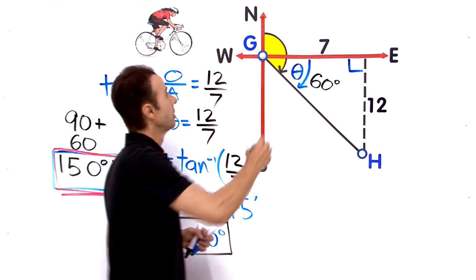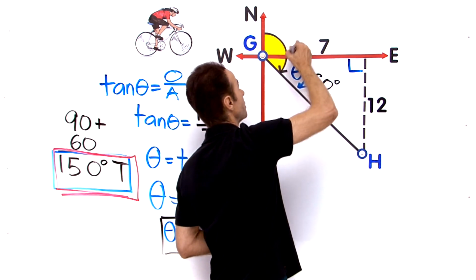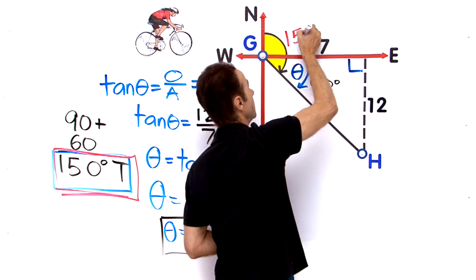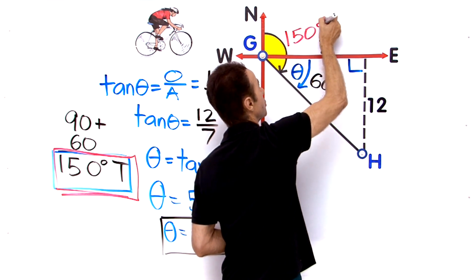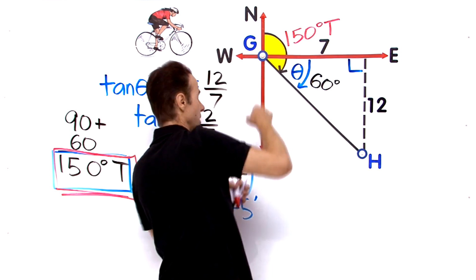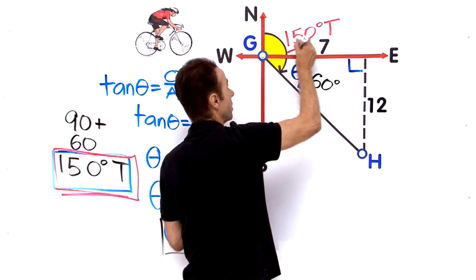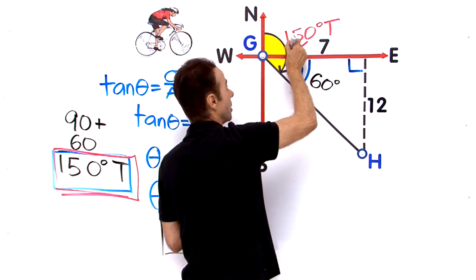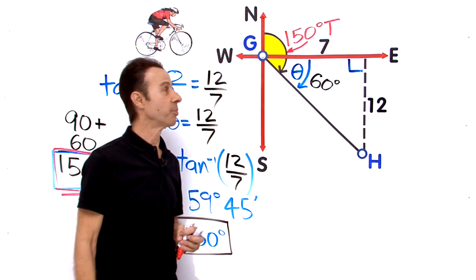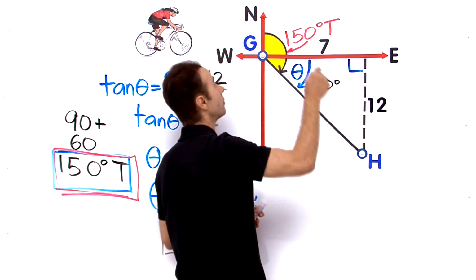So the bearing along all the way across here, the bearing equals 150 degrees true. Put a T there. So 150 all the way across there. So let me just point that out. 150 degrees true north, the bearing of H, her home, from the gym.